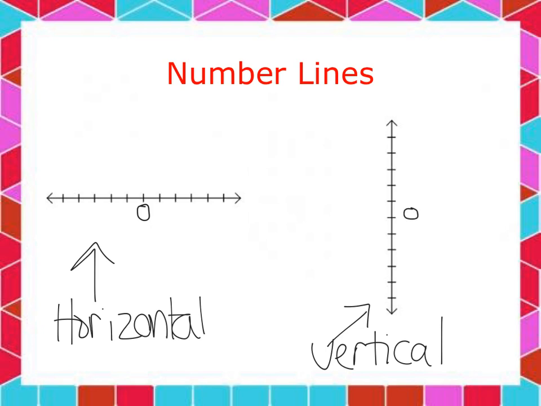Now on my horizontal number line, I would start at 0 and I would count up for my positive numbers, and I would count backwards for my negative numbers. On my vertical number line, as I'm counting up, just as if this was a thermometer, my positives count up, and my negatives would count backwards, counting down. Those are my negatives.